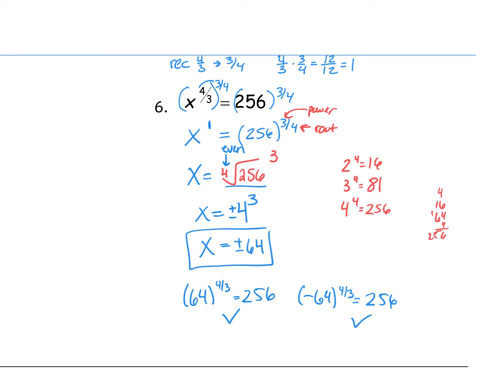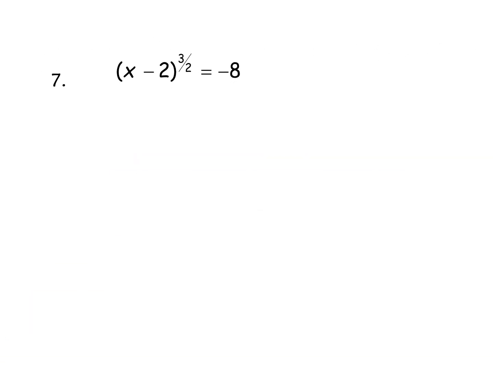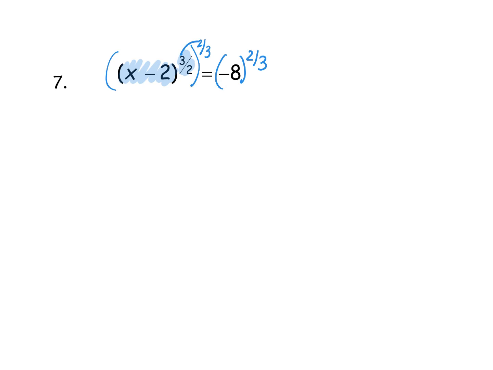All right, let's look at number 7. All right, so now I have x minus 2 all to the 3/2 power. So again, this whole part is being raised to this power. So I'm going to take this whole side and raise it to the reciprocal power. So if I have 3/2, the reciprocal will be 2/3. Whatever I do to one side, I have to do to the other side. So again, if I multiply 3/2 times 2/3, I'm going to be left with x minus 2 to the first power, which is just x minus 2.